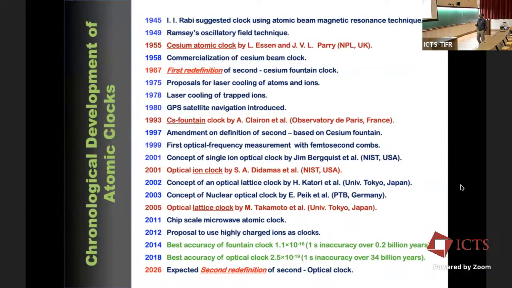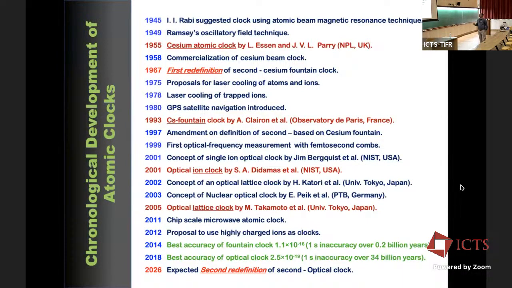Now I want to show you this slide. This is the history of the atomic clock starting from Rabi. I told you how Rabi told us in 1945 that if you use atoms, you can make a better clock. Until, let's say, 2026, because there is an expectation of redefinition of the SI second based on optical clocks. What are the major things that have happened? I'm not going to read all of them, but after Rabi, Ramsey told us about the betterment of spectroscopy, a better way of measuring this frequency with better accuracies.